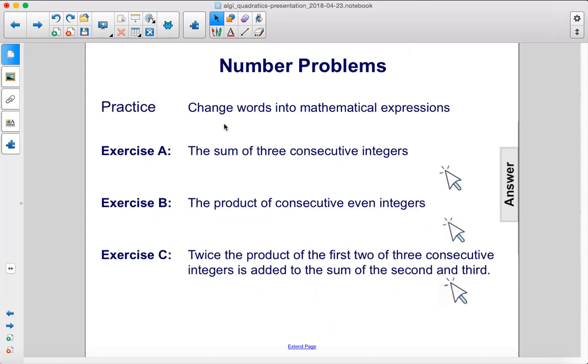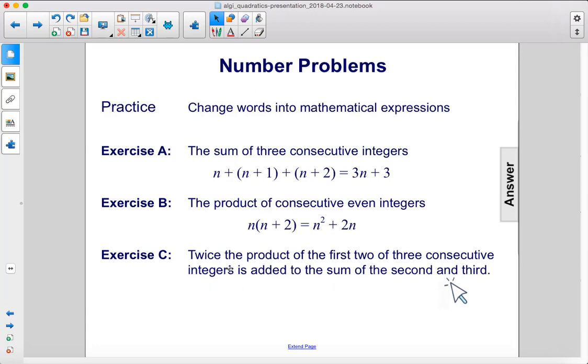Here's some practice changing words into mathematical expressions. The sum of three consecutive integers would be n plus n plus 1 plus n plus 2, which when you simplify would be 3n plus 3. The product of consecutive even integers would be n times n plus 2. The reason why we add 2 instead of 1 is because we want them to only be even integers, so every other one. And when you simplify that, you get n squared plus 2n.